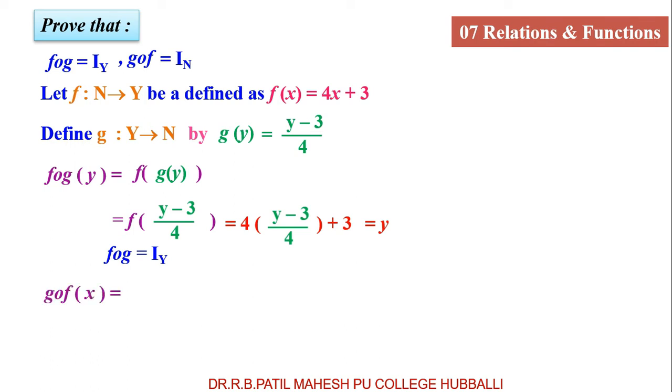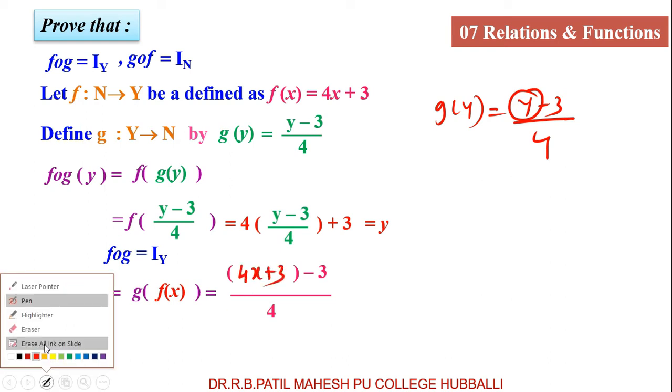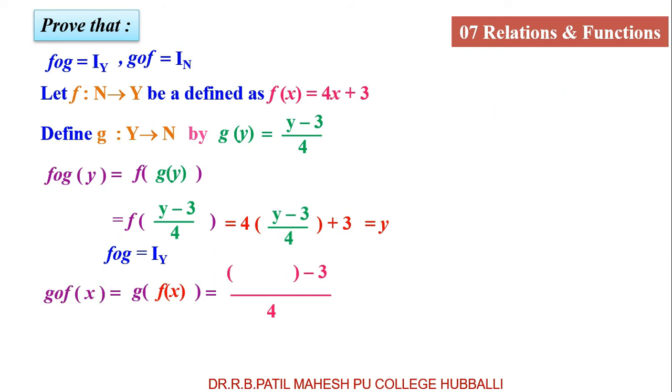Similarly, g composition f of x, according to the definition, is g of f of x. Now g of f of x, dear students, as you know, g of y is equal to (y minus 3) by 4, but in place of y I am going to write the function f of x. Whatever f of x is, is it 4x plus 3? Yes. So I am going to replace y with 4x plus 3 here. Simplify: plus 3 minus 3 gets cancelled, 4 and 4 get cancelled, so I am left with x.